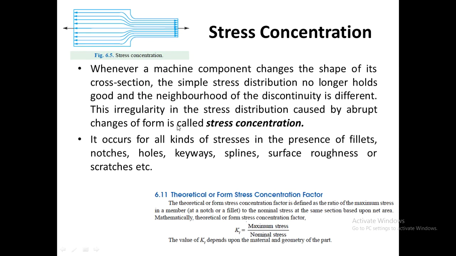Next is stress concentration. Stress concentration is nothing but the concentration or the change in the stress distribution when the dimension of a machine component changes abruptly. The equation for the stress concentration factor is the maximum stress divided by the nominal stress. Generally, stress concentration occurs in a machine component due to the presence of fillets, notches, holes, keyways, splines, or it can also be due to surface roughness or scratches.